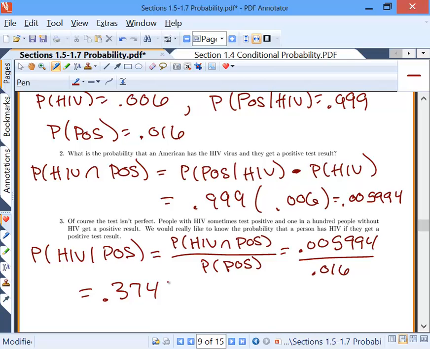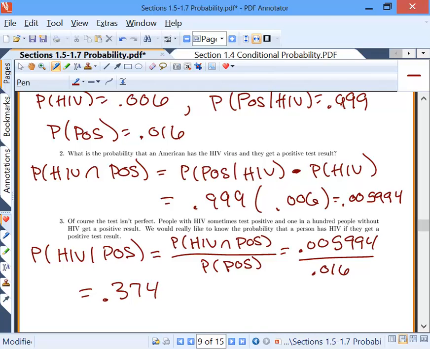Okay. So if you get a positive test result, the probability that you actually have HIV is 37%. Does that seem shocking to anyone? Okay. So a lot of people, they see this and they say, okay, well, 99.9% accuracy, that sounds really good. And then they realize the probability you actually have HIV, if you get a positive test result, is only 37%.